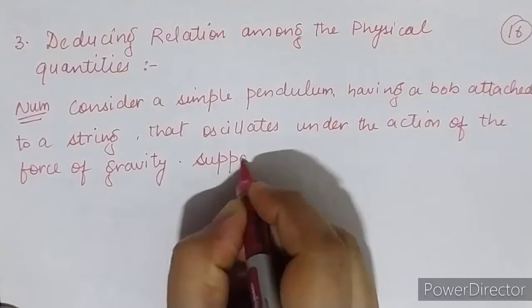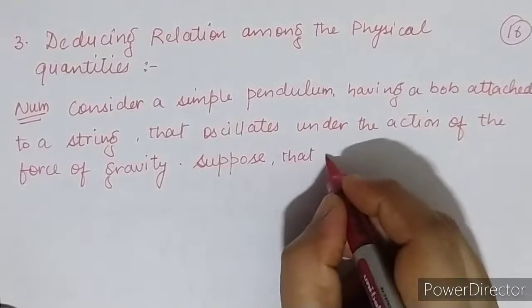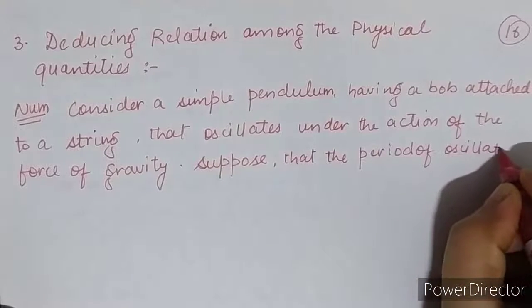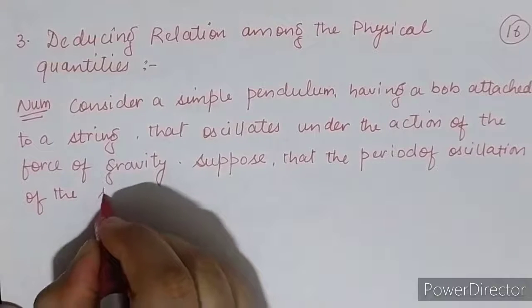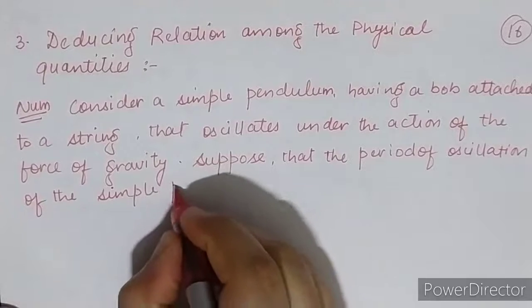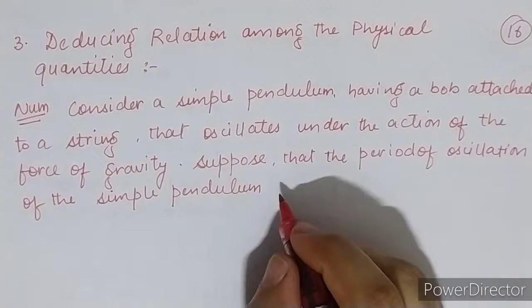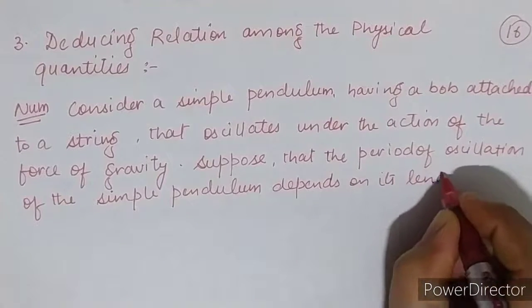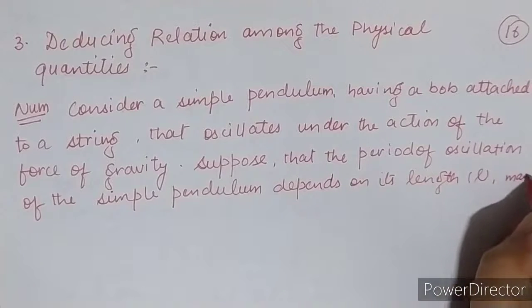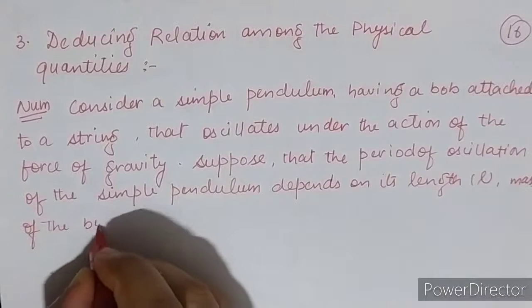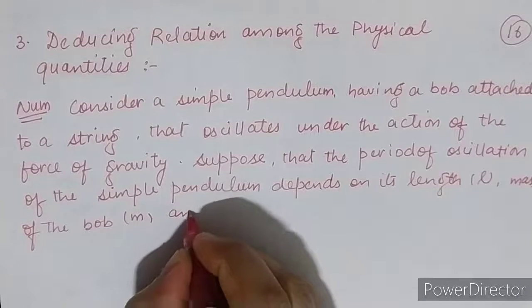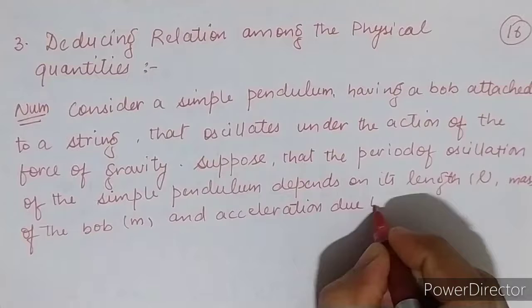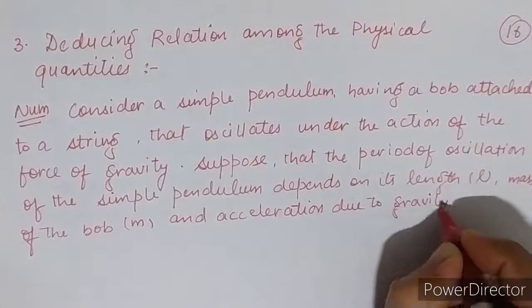Suppose that the period of oscillation of the simple pendulum depends on its length L, mass of the bob m, and acceleration due to gravity g.